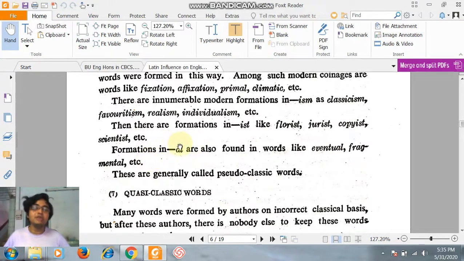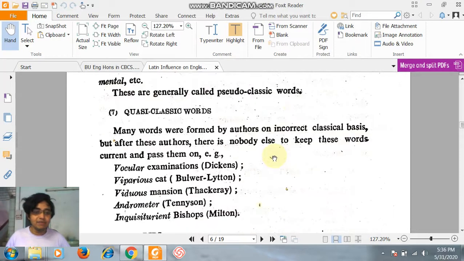These are each called a suffix. Suffix means ending with something, or prefix meaning beginning with something. For example, prelapsarian, pre is the prefix, and the ending is the suffix. So formations or suffixes ending with -al are also found in words like eventual, fragmental, etc.